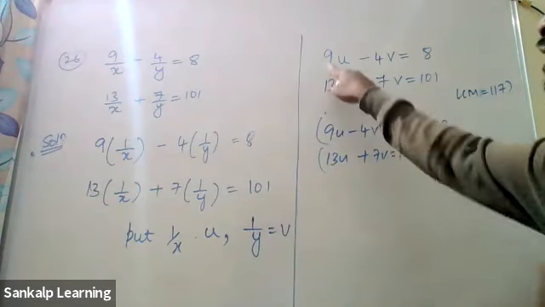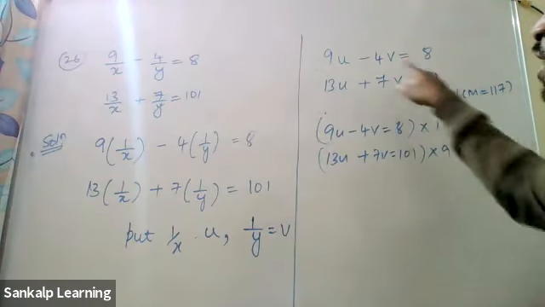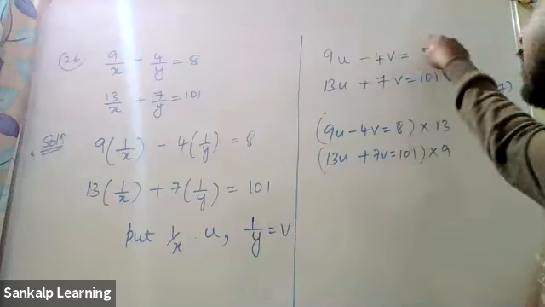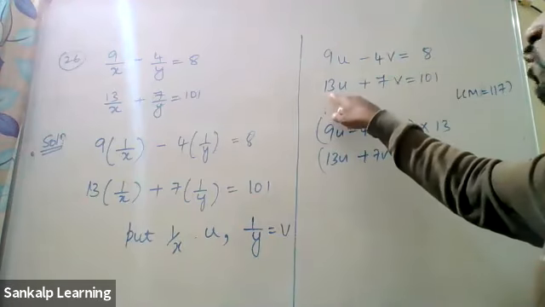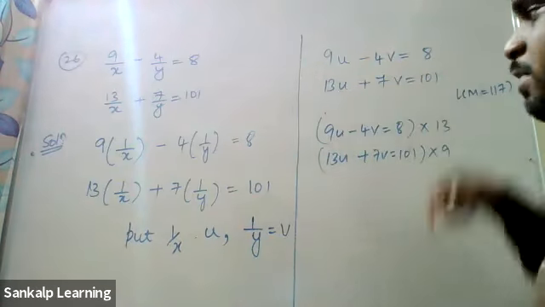So here the LCM of 9 and 13 came as 117. For this to become 117, the entire thing should be multiplied by 13. For this to become 117, the entire thing should be multiplied by 9.